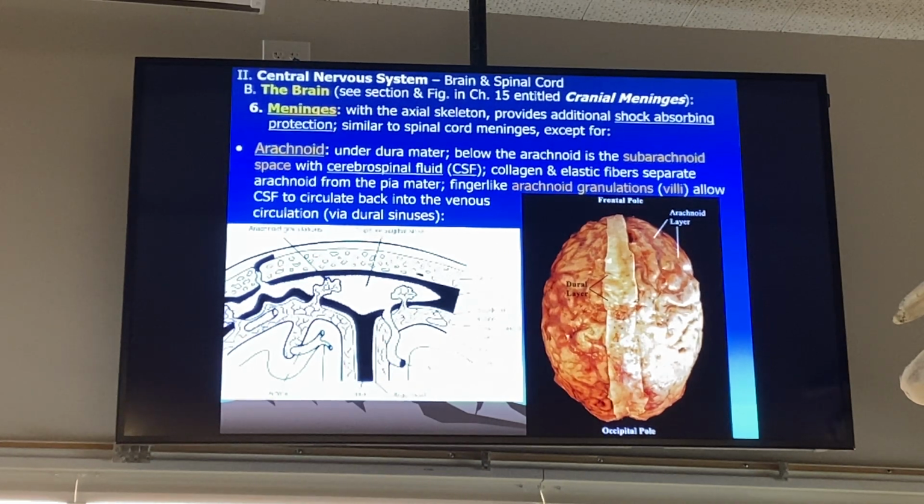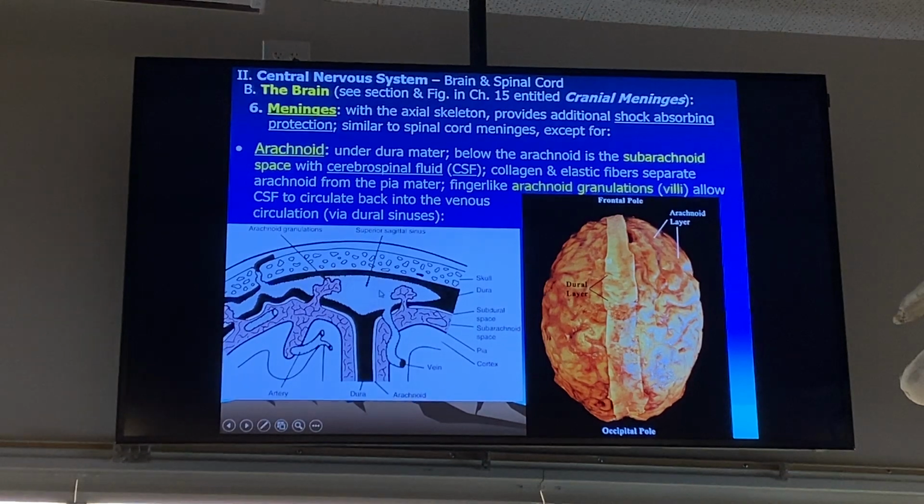Do I need to say that again? Yes. This is the subarachnoid space here. This is all CSF. It's going to go through the arachnoid villi, which is the CSF drains, and it goes back into the dural sinus, which is a vein with blood.